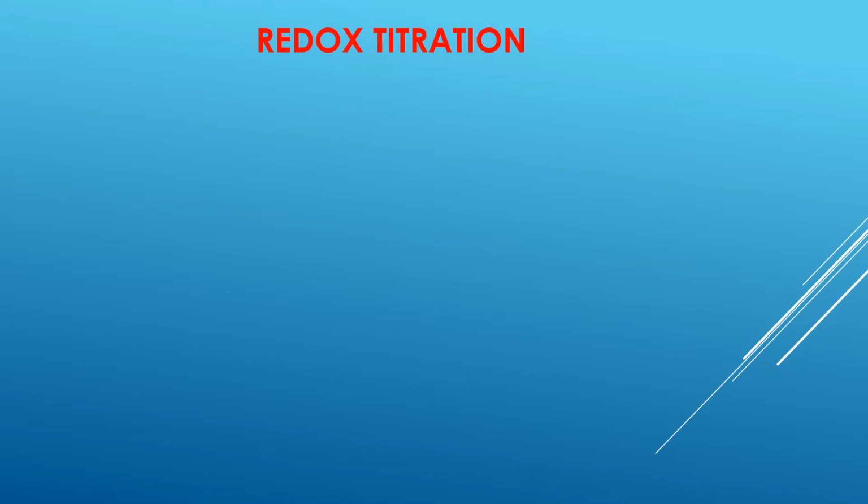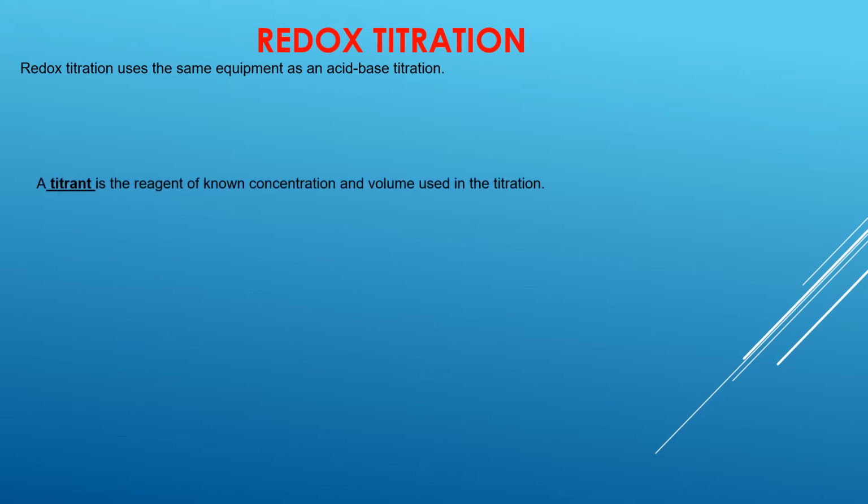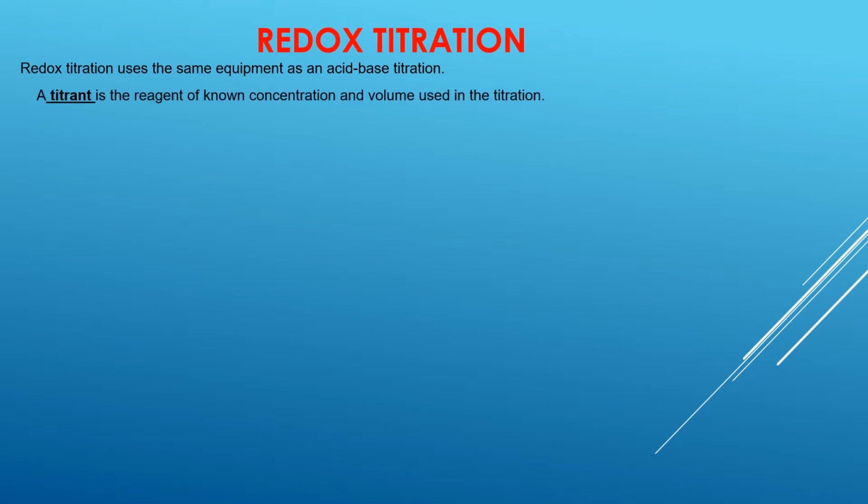A redox titration is similar to an acid-base titration because the same equipment is used. The two chemicals that are involved in a redox titration are known as a titrant, which is a reagent of known concentration and volume that is used, and the other one is called the analyte. It is a chemical which is undergoing the analysis. So this is the one that we are interested in finding the concentration of.